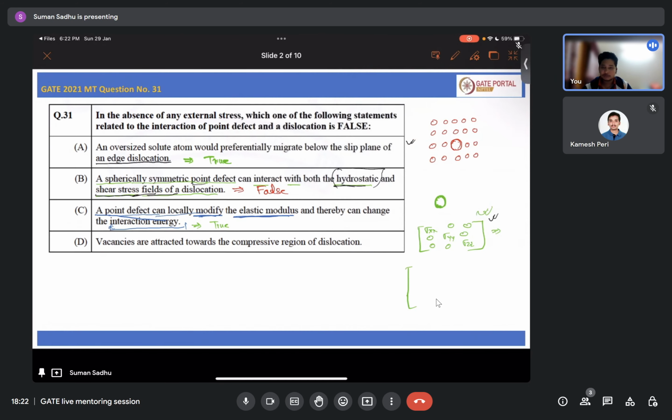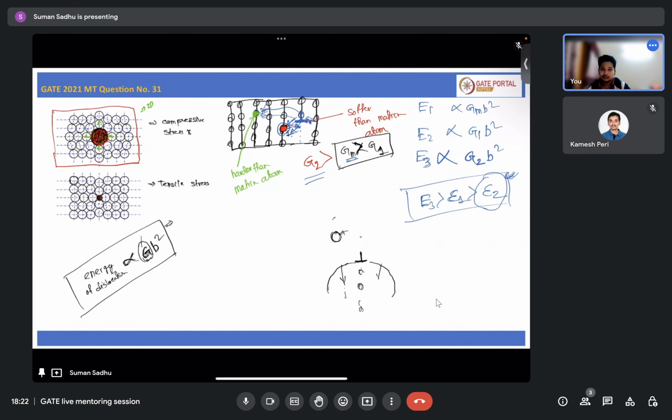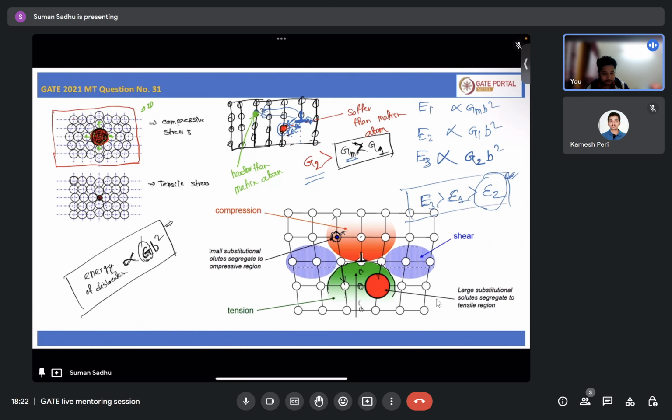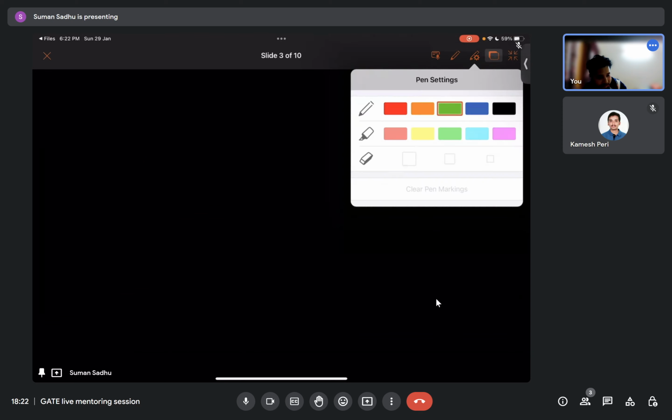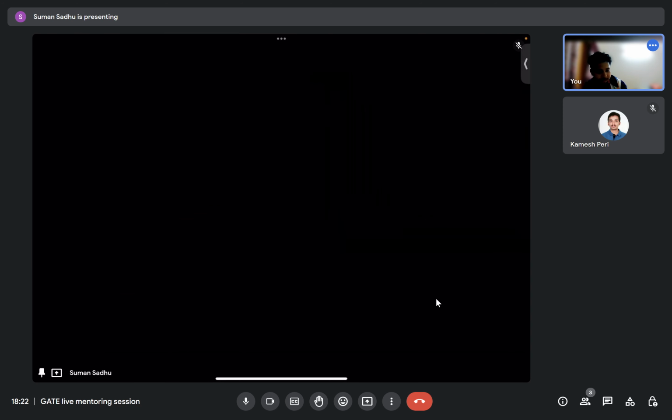Okay, now option D. Option D is: vacancies are attracted towards the compressive region of a dislocation. What is meant by vacancy? Vacancy means there are no atoms, it is a vacant spot. Now if you look at dislocations, there are already some vacant spots there. What happened?